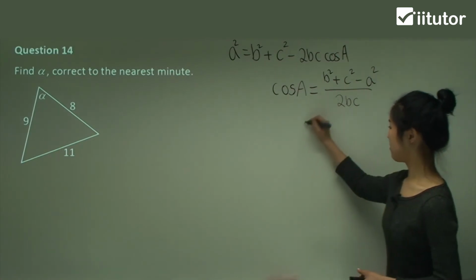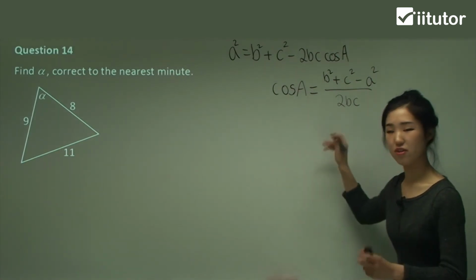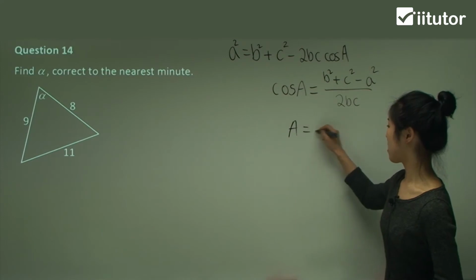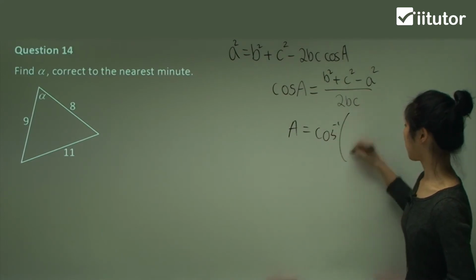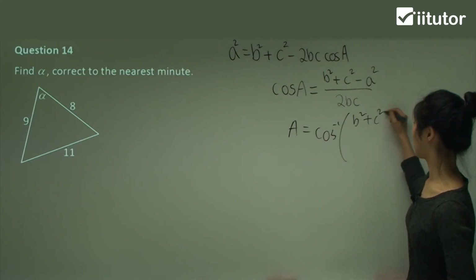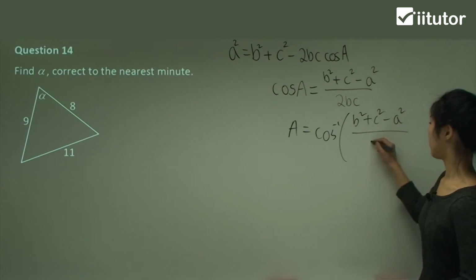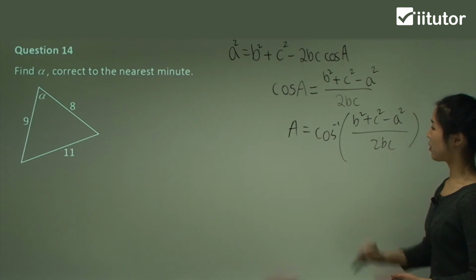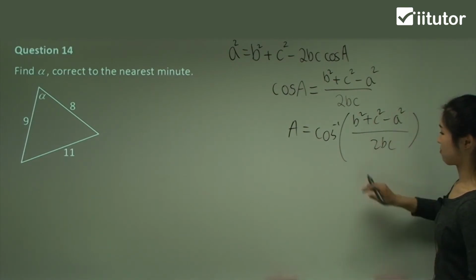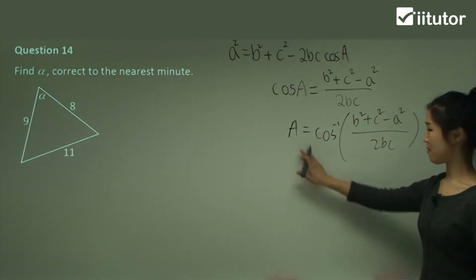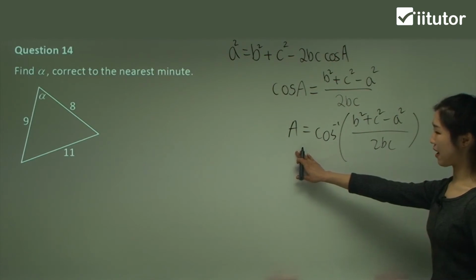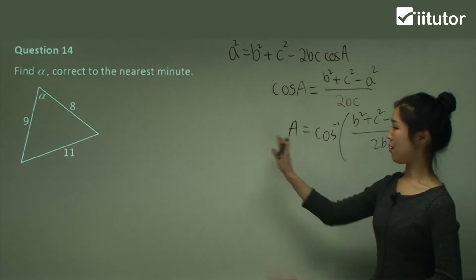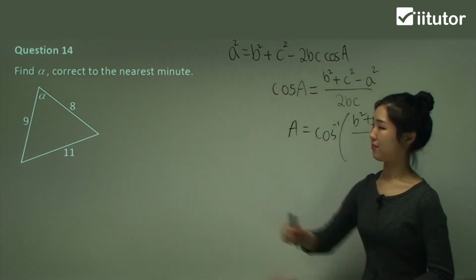And then you know how to find A. You simply do cos inverse. A equals cos inverse of b squared plus c squared minus a squared over 2bc. I usually just start from here, but it doesn't matter. That's my rule for capital A, which is our angle. So in this case, our capital A will be alpha.